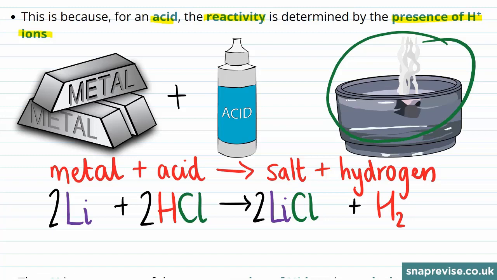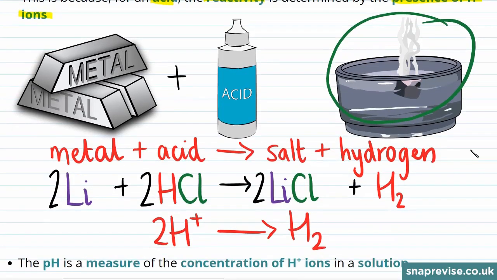The important point here is that from this acid, HCl, it is the two H+ ions that undergo a reaction in order to form diatomic hydrogen. The Cl- chloride ion from the acid remains as Cl- in both the reactants and the products. The reactivity of HCl as an acid is all to do with the presence of these H+ ions.